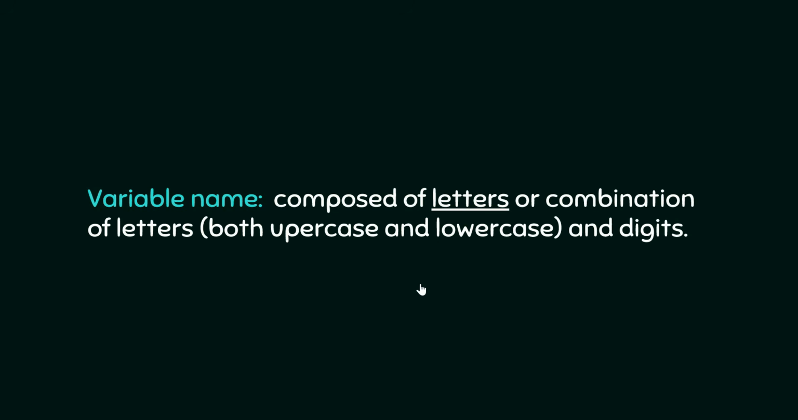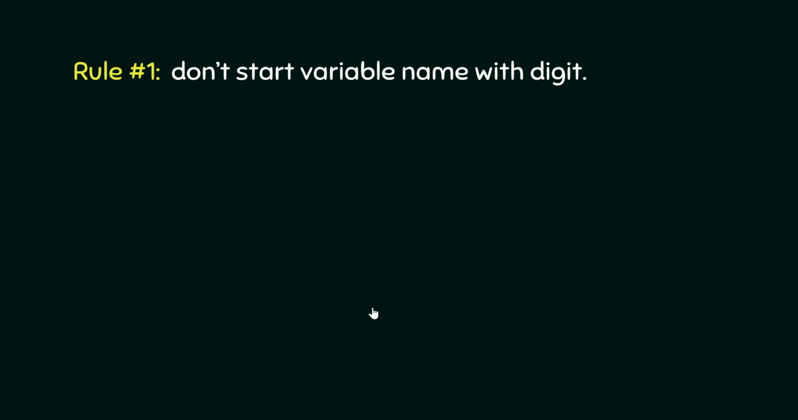The name of a variable is composed of letters, or a combination of letters, both uppercase and lowercase, and digits. Rules for naming variables are as follows. You cannot start your variable name with a digit. For example, globe is a valid variable name. On the other hand, 2globe is invalid.